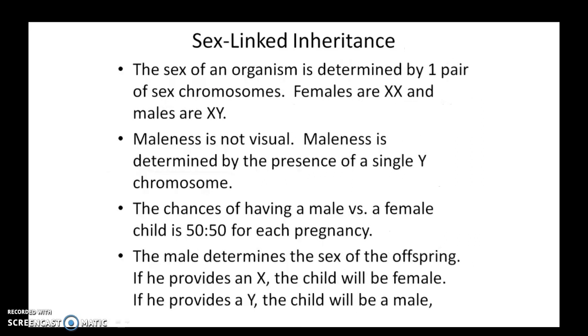For sex-linked inheritance, we know that every person has 2 sex chromosomes. Females have 2 X's and males have an X and a Y. Maleness is determined by the presence of a single Y chromosome. The chances of having a male versus female is basically 50-50, although different things you read might tell you that it's not exactly 50-50, but in general, it typically is.